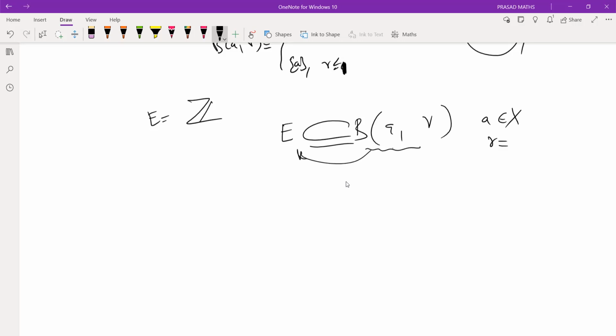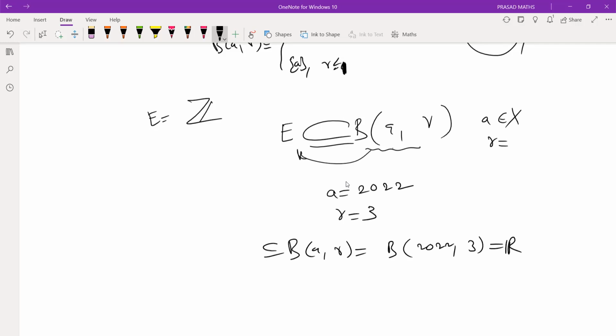Yes, the answer is yes, because I can give A equals 2022 and R equals some 3. So what is my open ball? B(A, R), R only: B(2022, 3). Does this ball contain the integers? Yes or no? Yes. But what is my set? E. Therefore, E is inside some open ball. Therefore, this set of integers is bounded.